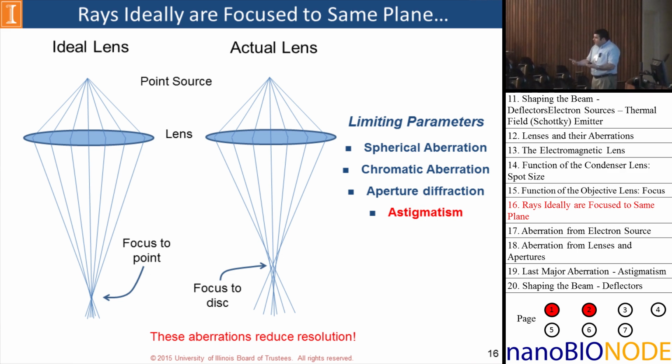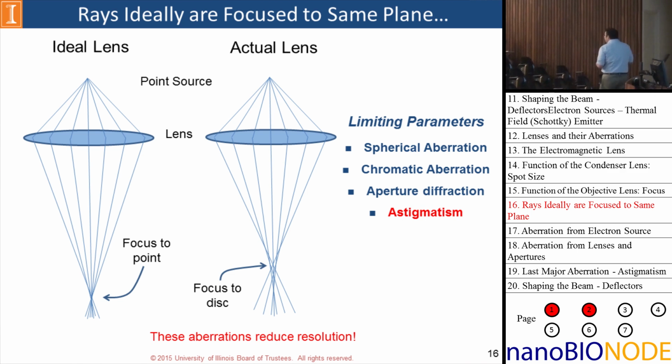So we have these lenses. Ideally, if we have a point source going through a lens, we want that point focused back to a point. But life doesn't exactly work the way that we want it to, and that's why we can't have nice things. So the actual lens is going to focus us to more of a disk. It's what we call a disk of confusion.